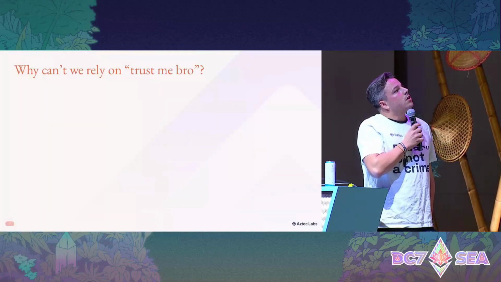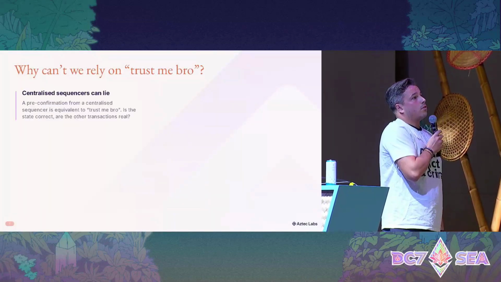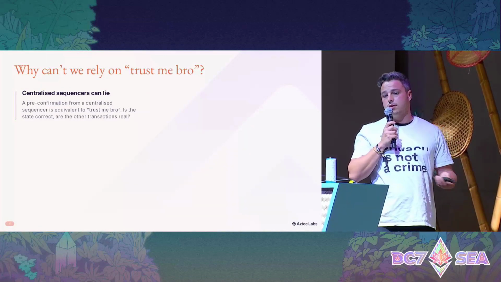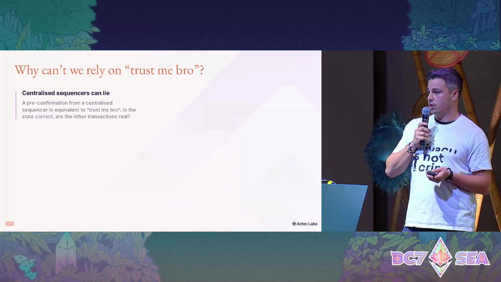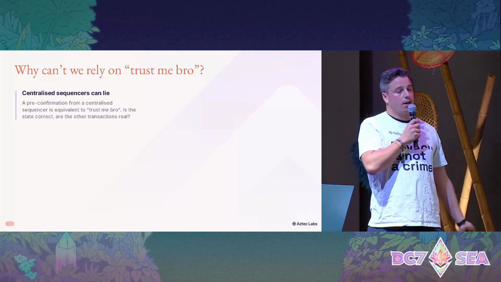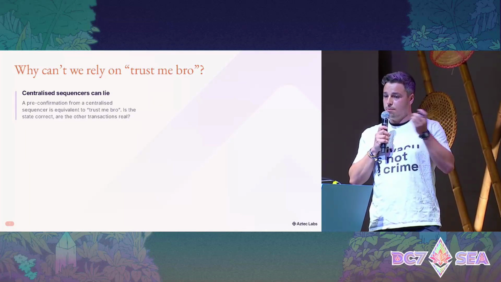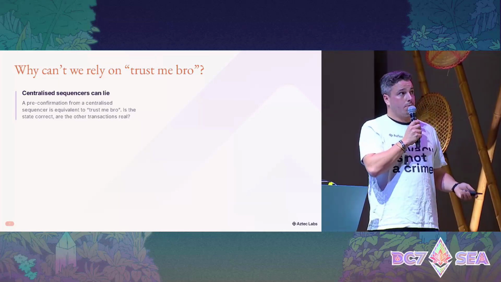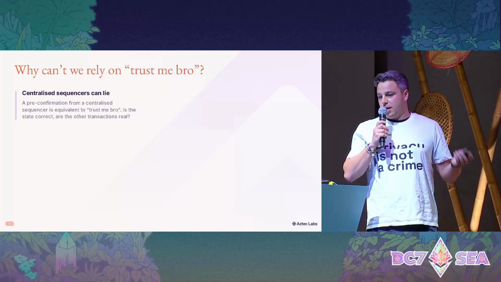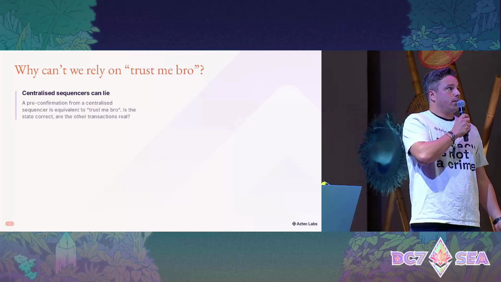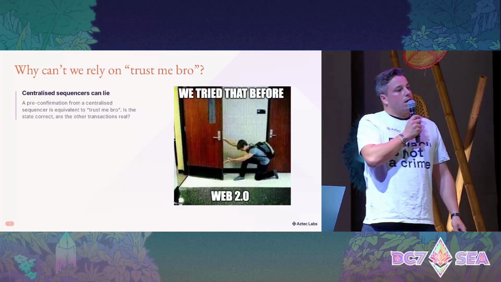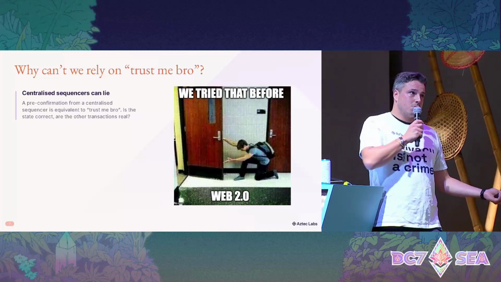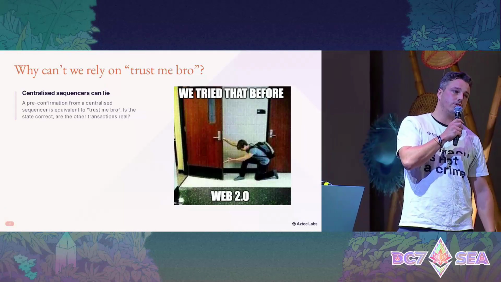Some more reasons why we can't rely on Trust Me Bro. Centralized sequencers can lie. They can lie about whether your transaction will be included in a block. They can lie about the transactions that are before or after your transaction, the state of the L2. And this can happen for minutes, hours, or days, depending on the state of the system. We've also tried this before, right? Most people are at Devcon because we're fed up with the Web 2 ecosystem.